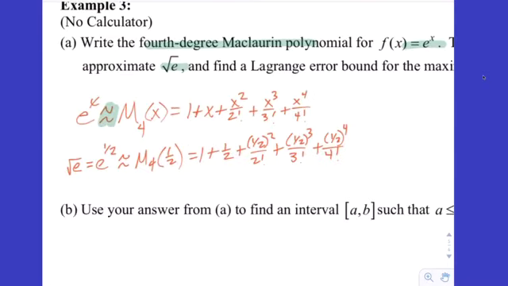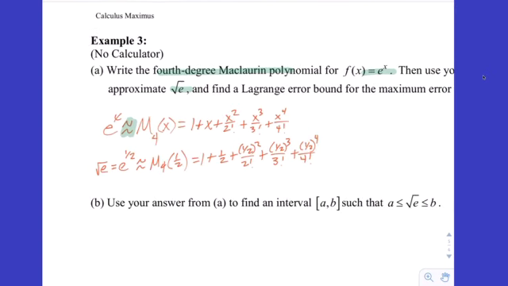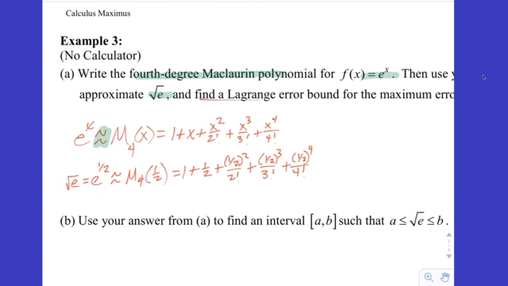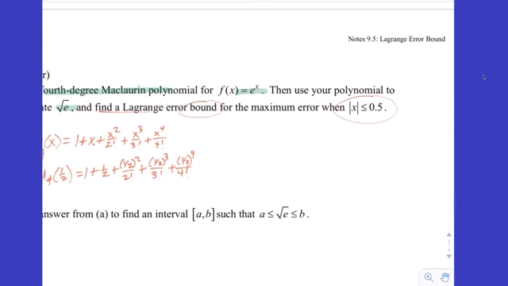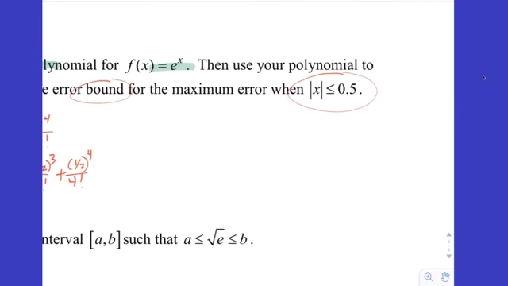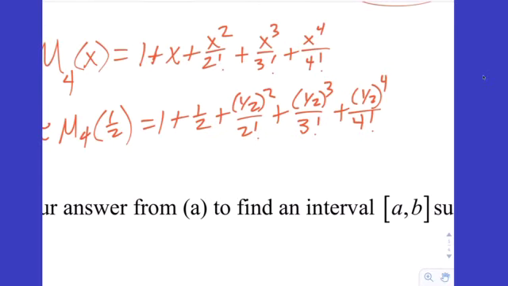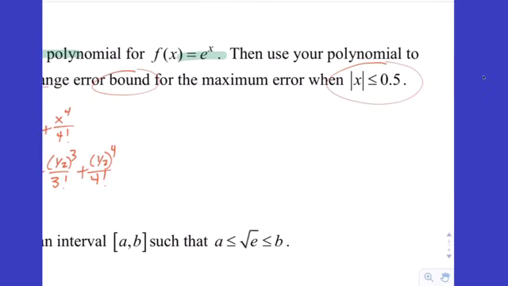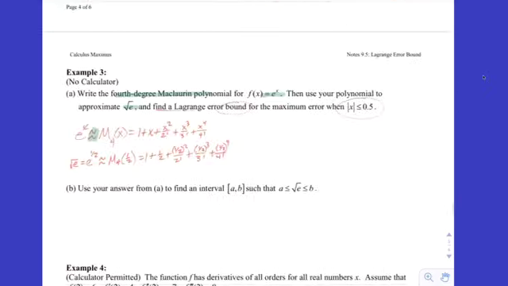Okay, so I know that's not the actual value because I didn't use infinitely many terms, right? But now it's going to say find the Lagrange error bound for the maximum error when x is less than or equal to 0.5. So that means when we're drifting within 0.5 units of the center, okay? Well, we drifted all the way to the maximum value, all the way out to 1/2. So that's the same thing as just finding the maximum error at 1/2, okay?